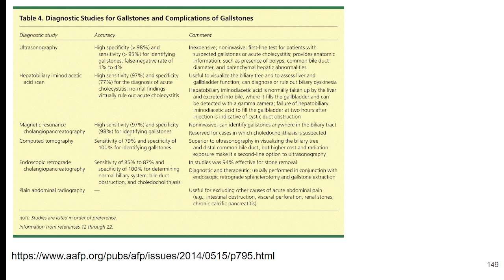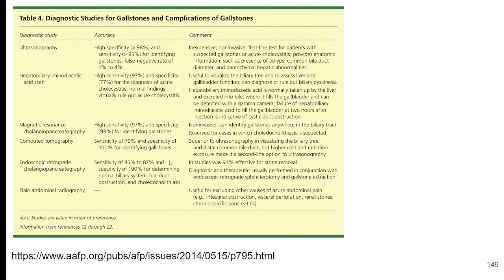MRI cholangiography is also highly sensitive, but the sensitivity of all these sophisticated investigations is lower than that of ultrasonography. CT scan has a still lesser sensitivity of 79%. When I say sensitivity, it means the accuracy of the findings.